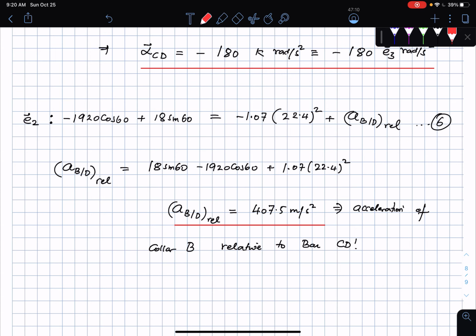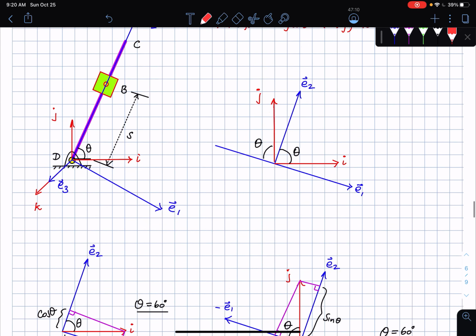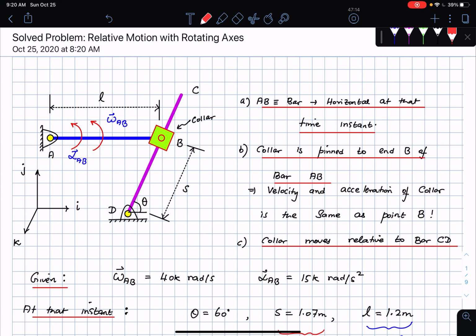Okay, let me very briefly go back and look at the problem again. Here is the situation. It looks like a simple problem, but that's not the case. I have two bars which are coupled together by means of a collar. Bar AB is horizontal to begin with. Bar CD is at an angle. Both of them are rotating.